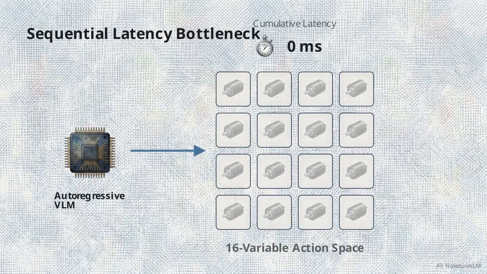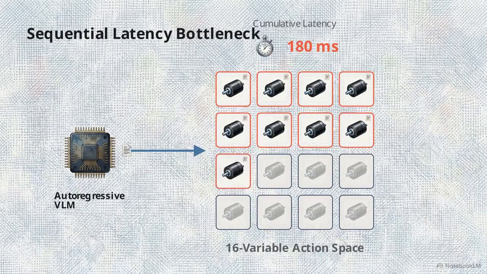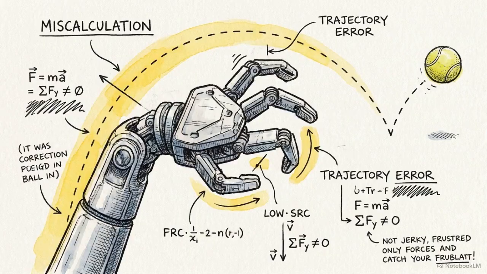It also creates sequential latency. To move a standard bimanual setup requires a 16-dimensional action space. Predicting a 16-variable matrix token by token creates compounding delays that stack up with every motor adjustment. Autoregressive models utilize the extensive weights of pre-trained language models, but their discrete nature can limit high-frequency physical agility.